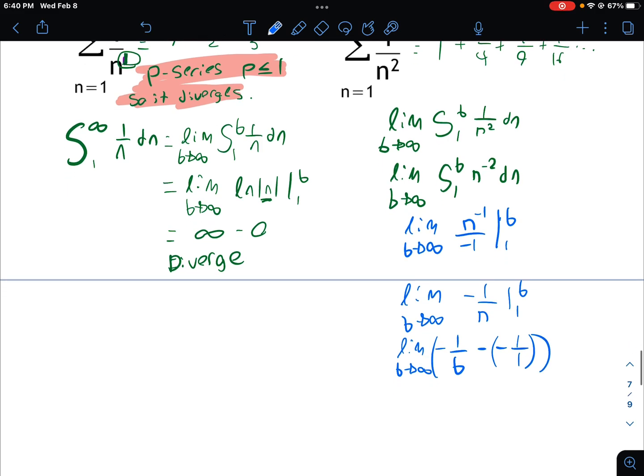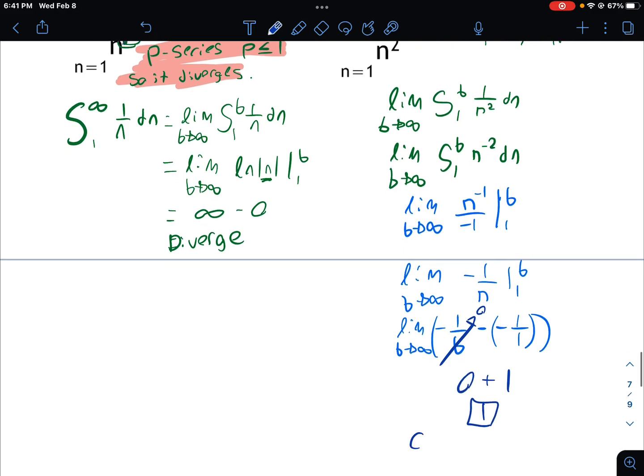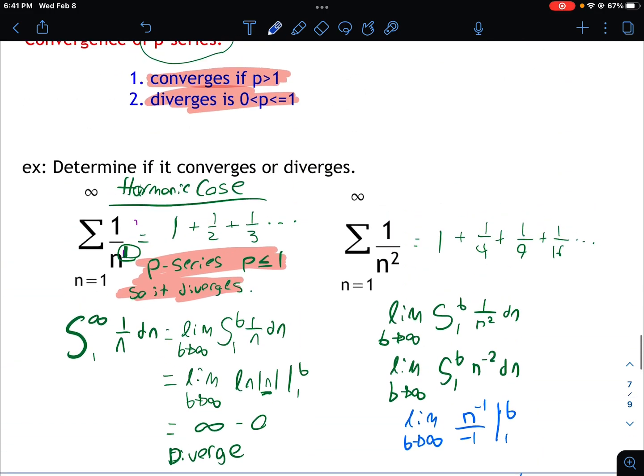If we do that, this part here approaches 0 because a number over infinity is 0. And this is just going to leave us with 1. So we're going to have 0 plus 1, or 1. So this means that it converges. And if the improper integral converges, that means the series also converges.